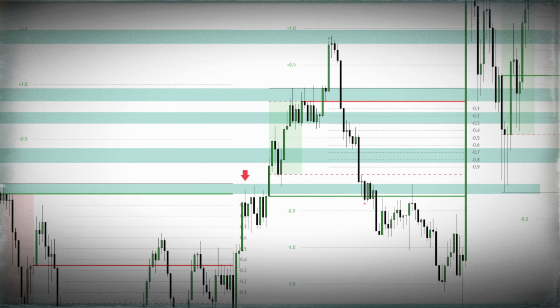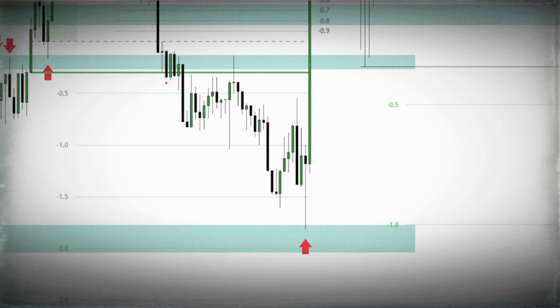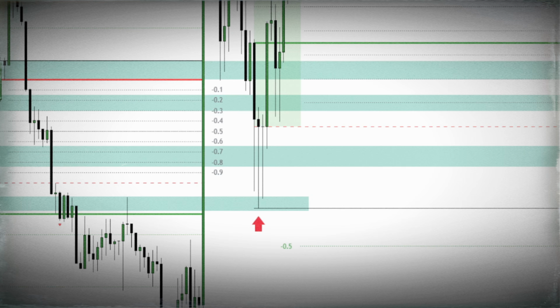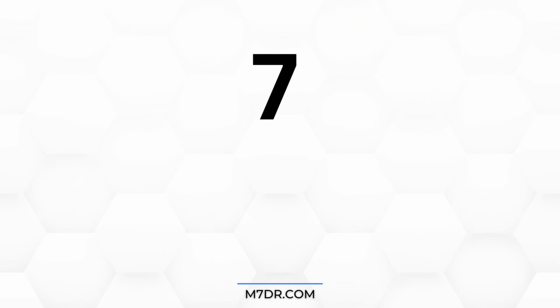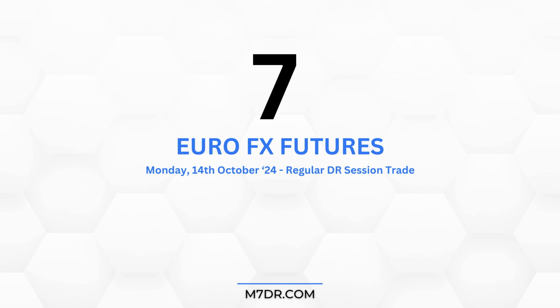Do you still think DR levels don't matter for market algorithms? These trades from last week with pinpoint to the tick rejections will change your mind. Number 7. Euro FX Futures Monday Regular DR Session Trade.